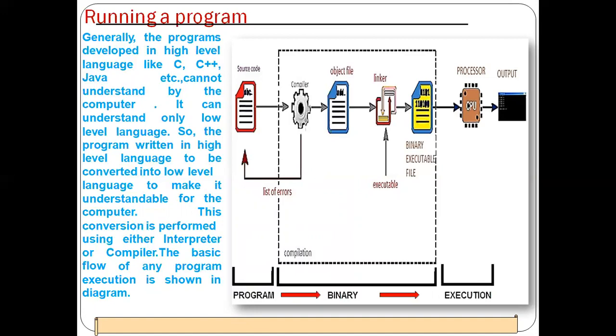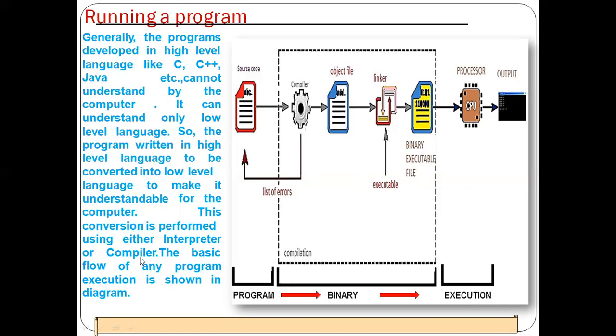But in a compiled language, first the high level program is converted into machine language, then it compiles in one go. The whole program is compiled in one go and the errors are sent line by line. So we'll discuss compiler and interpreter later on.